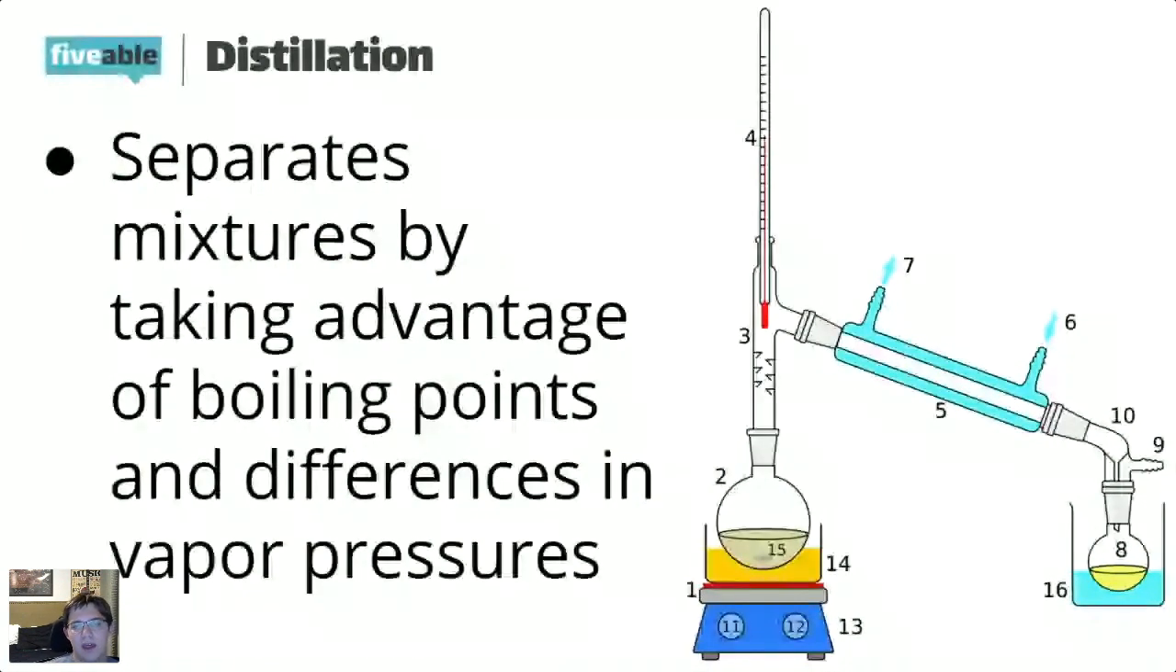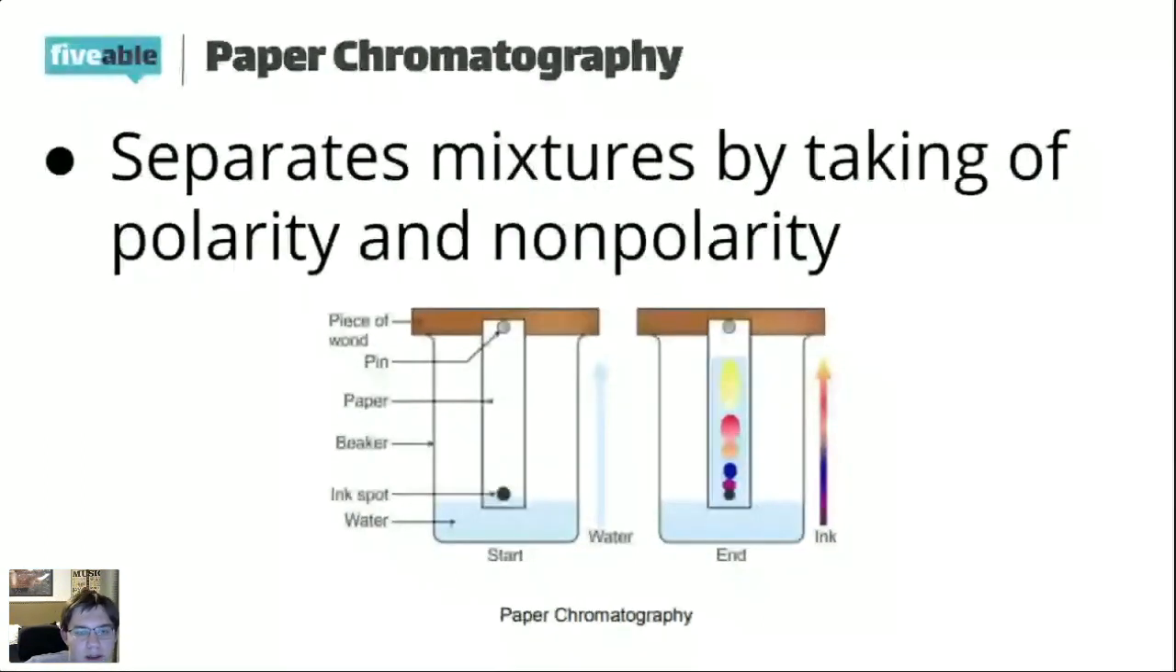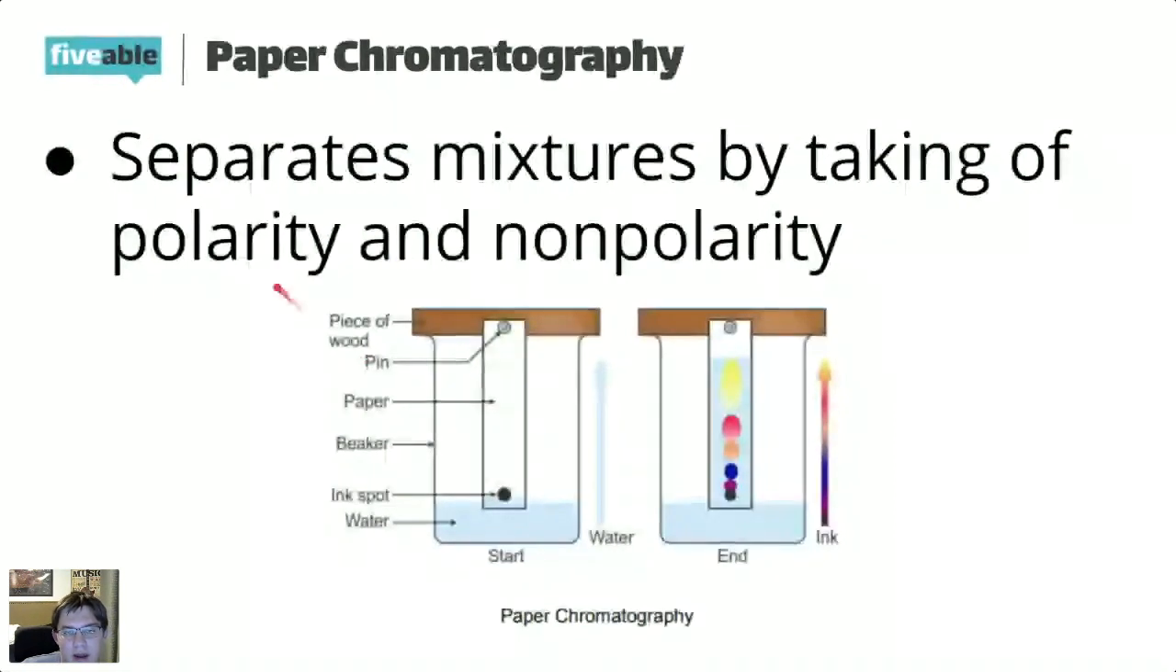The second one is called paper chromatography. Chromatography separates mixtures by taking advantage of polarity and non-polarity. For example, an ink spot is actually a mixture of a bunch of different inks.